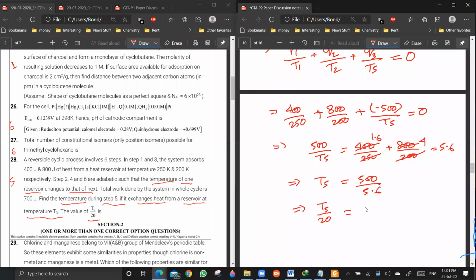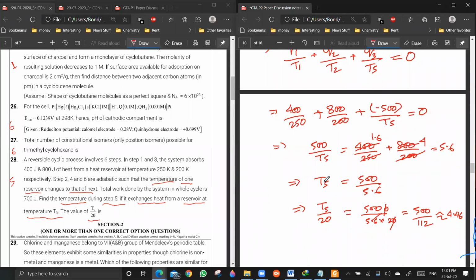T5 by 20 will be 500 by 5.6 into 20. So 500 by 112. So it will be close to how much? It will be close to 500 divided by 4.46. So they have approximated it as 5, okay, which is something which.